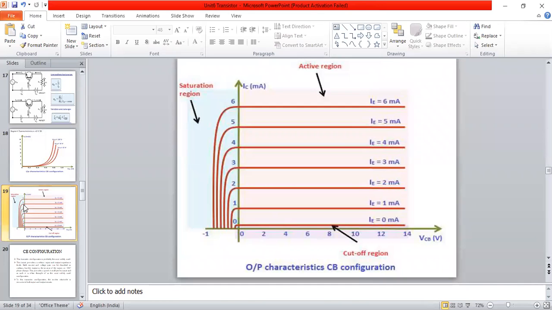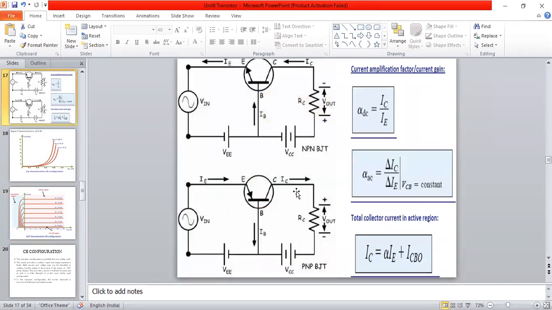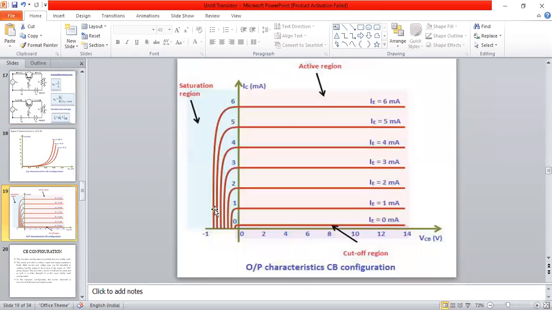Once the current starts to flow from the emitter to the collector, it maintains a constant current here now. IE equal to 1 milliampere, it is going to maintain constant. Whatever VCB you increase, whether you keep 0, 2, 4, 6, 8, 10, 12, this current is almost constant. There is no change in the current at all here.